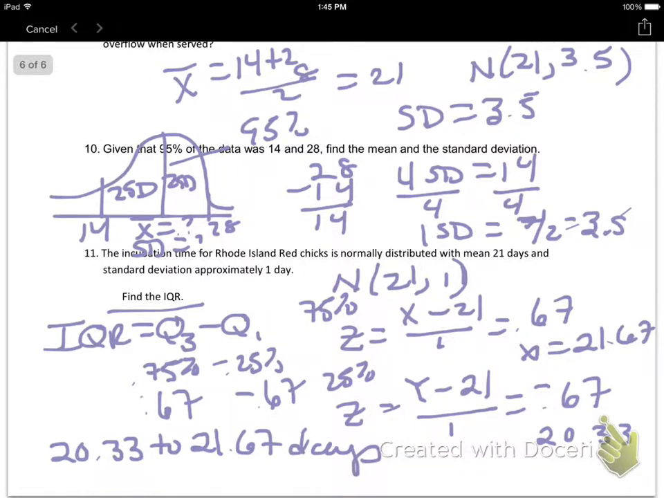Okay, you need to know how to do that. Remember on the walk around I asked you about Q3. Maybe this time on the test I'll ask you about Q1. Be prepared.